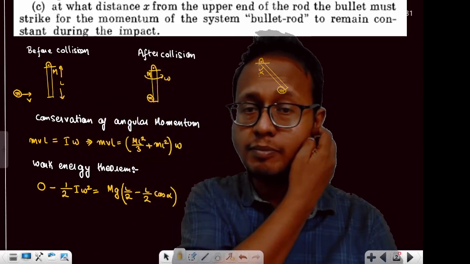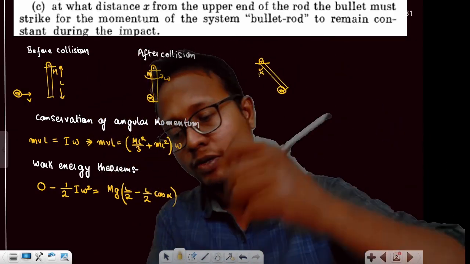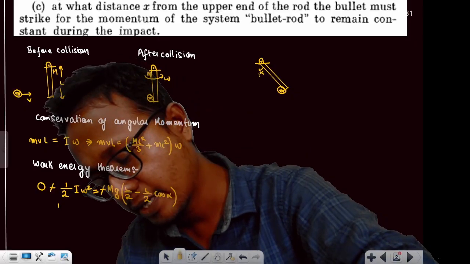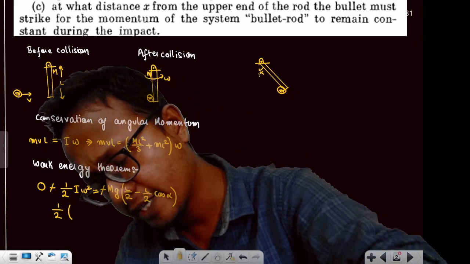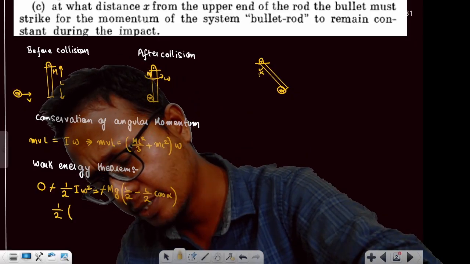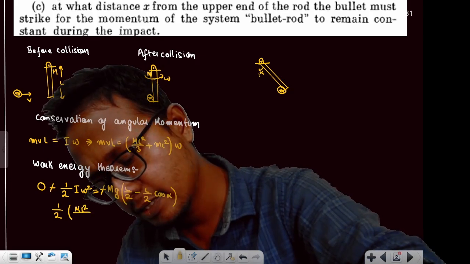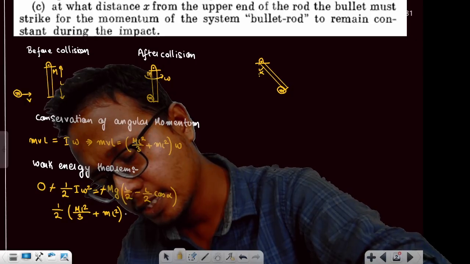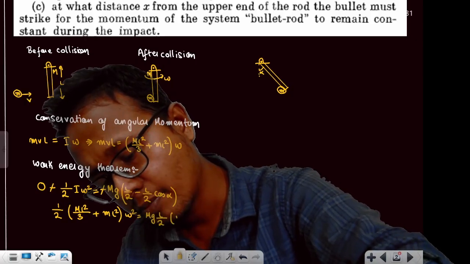Since the center of mass is moving up, the work done by gravity is negative. So I'll just eliminate the minus signs and the half I. What is the value of I? The value of I is ML square by 3 plus m into L square, into omega square, which is equal to mg L by 2 into 1 minus cos alpha.